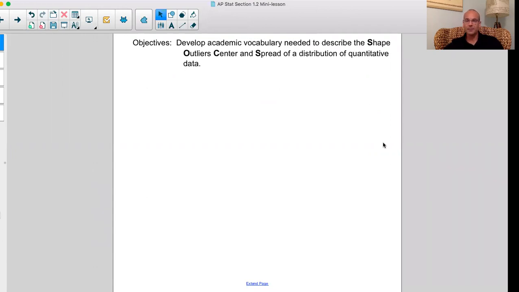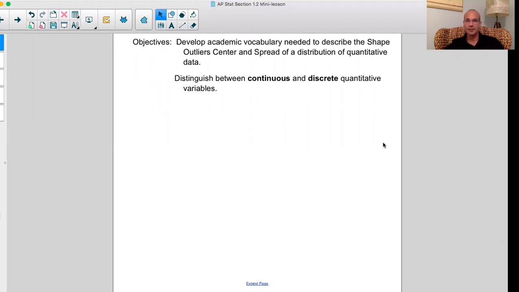Now that's going to be the first use of acronyms in this class. Acronyms are very helpful in basically trying to meet the bar set by AP graders. There's four things you should describe when you're describing a distribution, and that's going to be this SOCS acronym: shape, outliers, center, and spread. We're going to learn to distinguish between continuous and discrete quantitative variables.